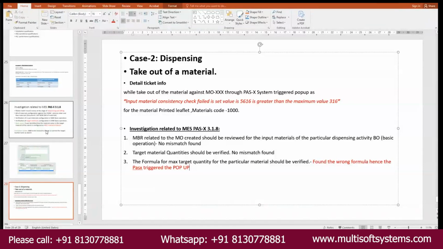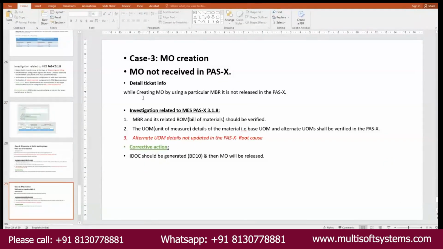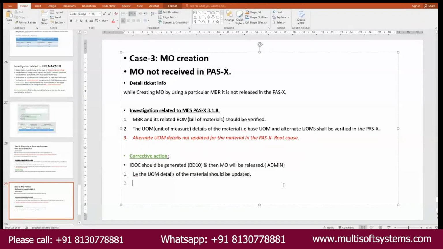No, what is the corrective action? What is the base UOM? That is 100 kg. And what is the alternate UOM? That is 2 lakh numbers. So the first UOM is kg and the second, alternate UOM is number. So the master data related to the material should be updated, the UOM details, in the master data.